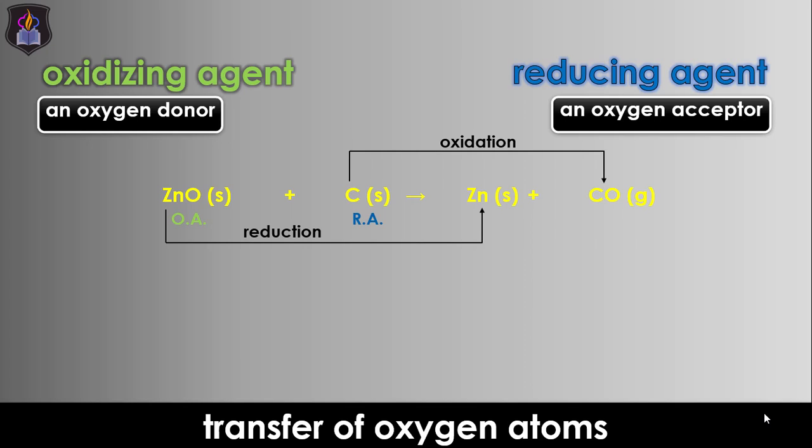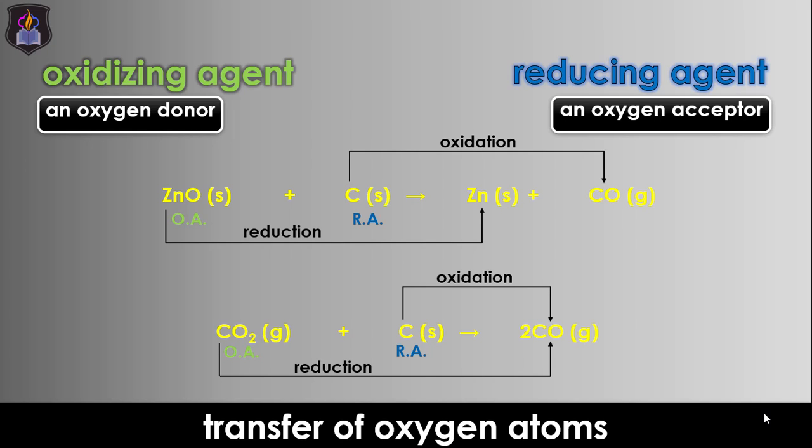In the reaction between carbon dioxide and carbon, the carbon dioxide oxidizes the carbon by supplying an oxygen atom to it and becomes reduced to carbon monoxide, which makes it an oxidizing agent, while the carbon acts as a reducing agent by accepting the oxygen atom from carbon dioxide and becomes oxidized to carbon monoxide too.